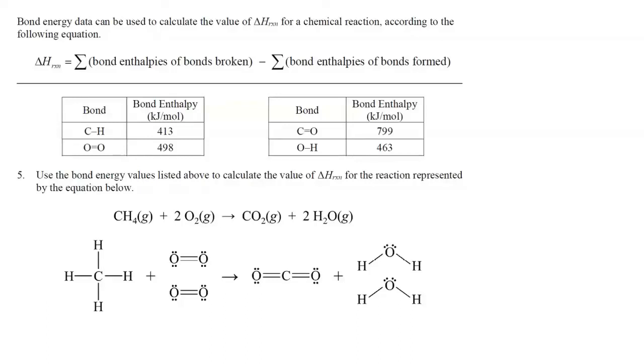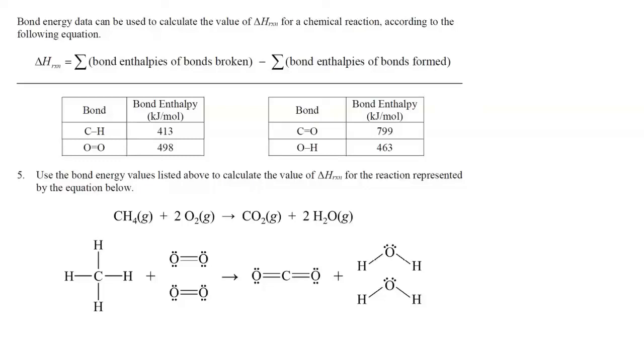Now, depending on how the AP exam decides to ask this question, sometimes you are given more bond energy data than you actually need. So they might be asking you to draw the Lewis electron dot diagram, and you might have to choose, is it a single bond or a double bond or something like that. But here, in question 5, all of the bond energies that we are given are exactly what we need in this particular equation.